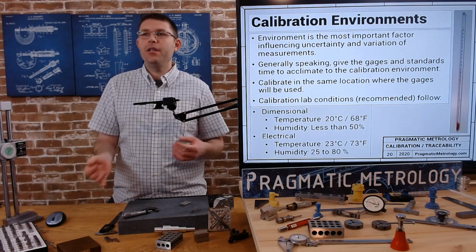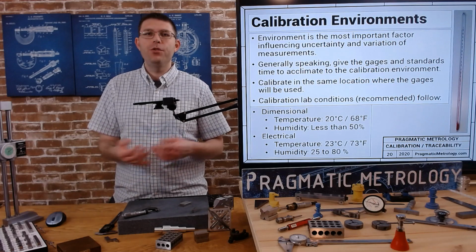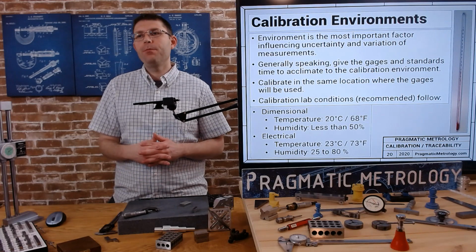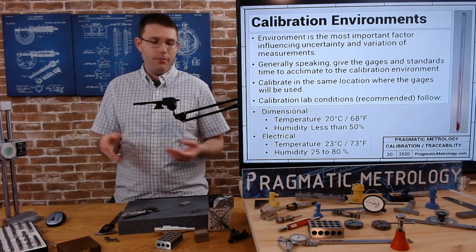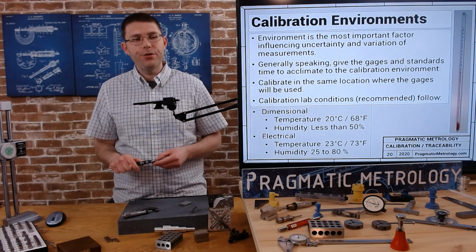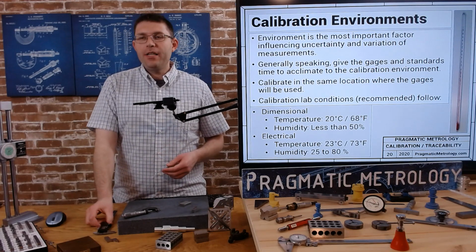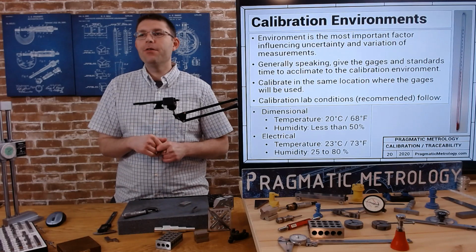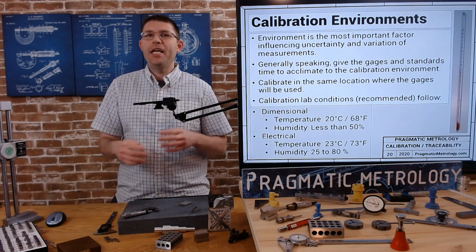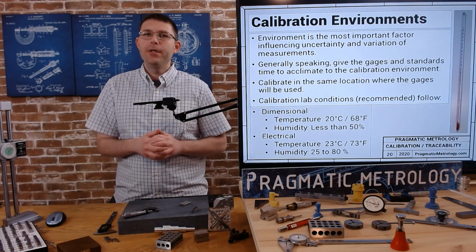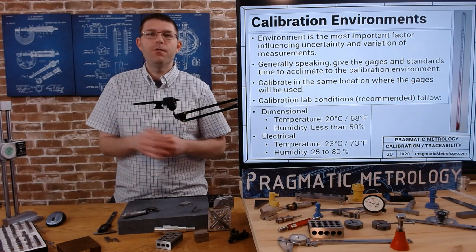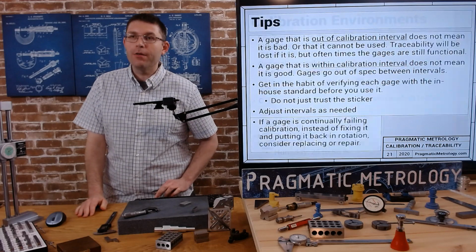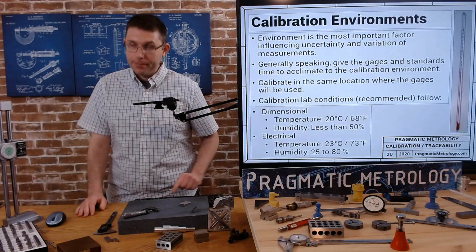But the industry, the ISO standards that calibration labs use will be 20 degrees Celsius, and humidity will be less than 50%. If you're calibrating electronic equipment, calipers, voltmeters, hardness testers, portable hardness testers, whatever, that temperature is going to be 23 degrees Celsius, 73 Fahrenheit, and humidity between 25 and 80%. And that's just what works good for electronics. But again, you can maintain whatever you need to and whatever you're capable of.